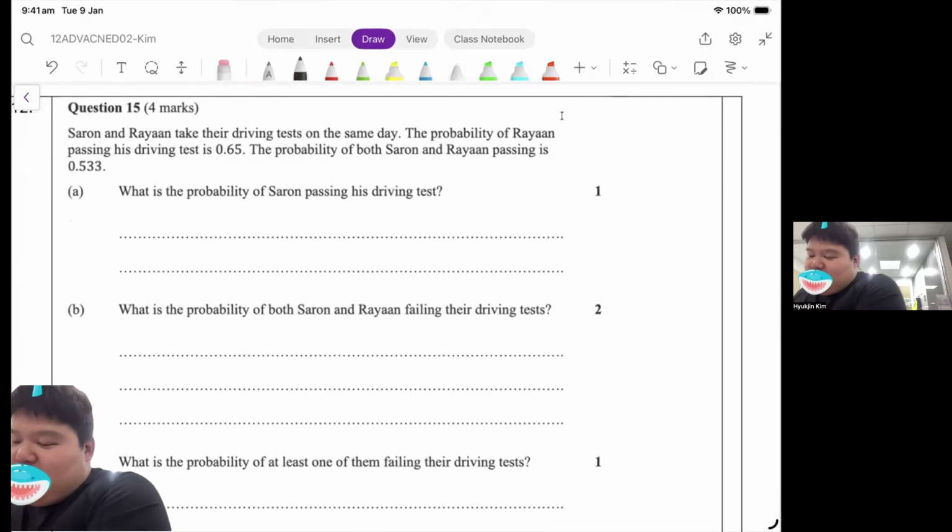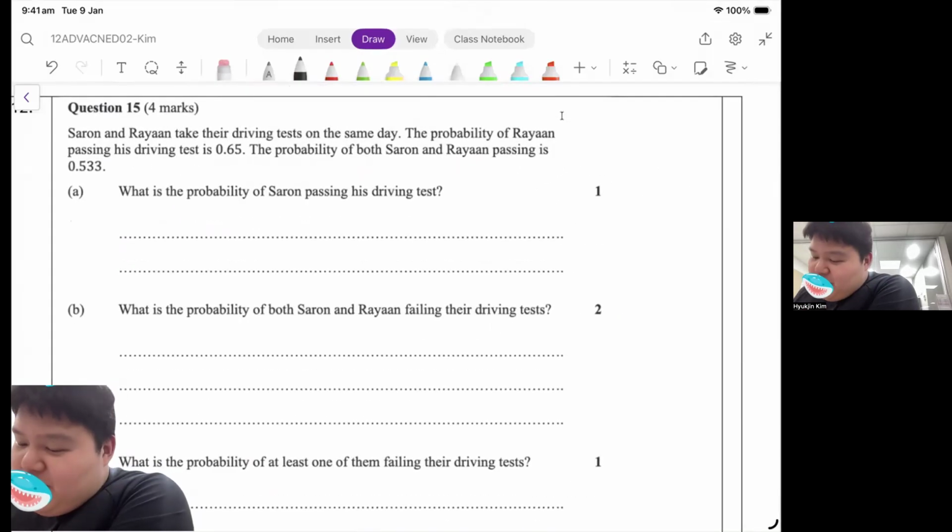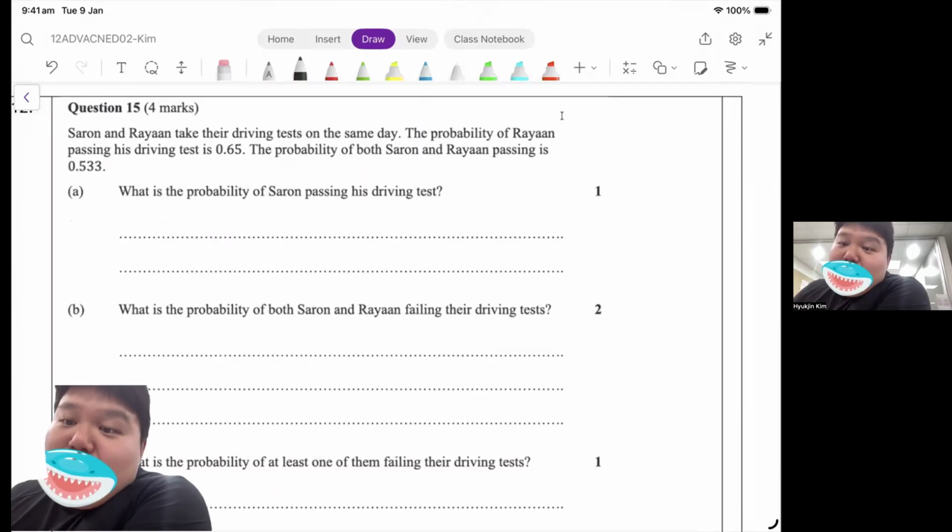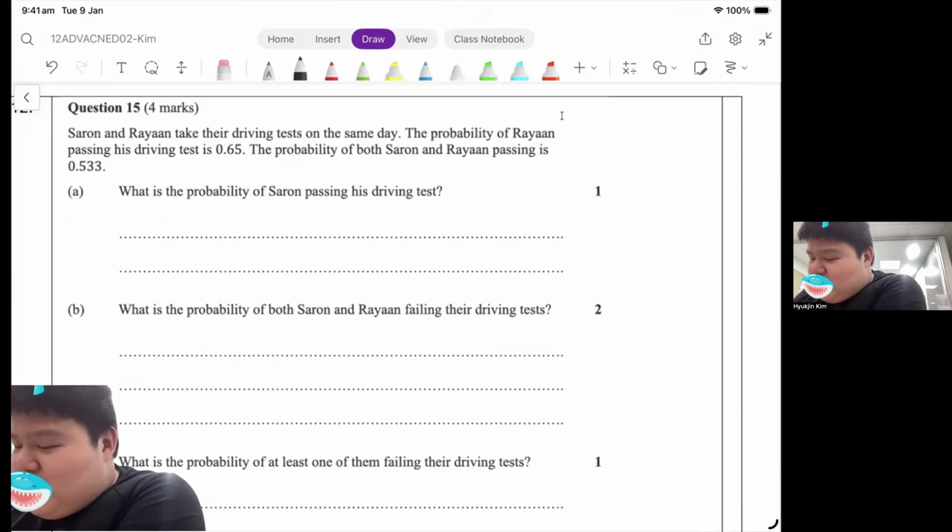Saron and Ryan take their driving tests on the same day. The probability of Ryan passing the driving test is 0.65. Probability of both Saron and Ryan passing is 0.533. They're taking it at the same time. They're not going to hit each other. They're not going to get in the way of each other. We're going to assume independence.